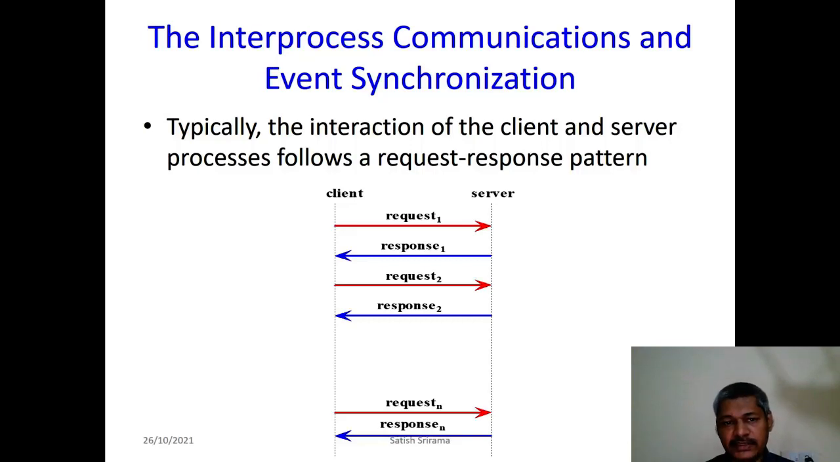Then once you have located the service, you need to have inter-process communication between the client and the server. The protocol has to define this as well.